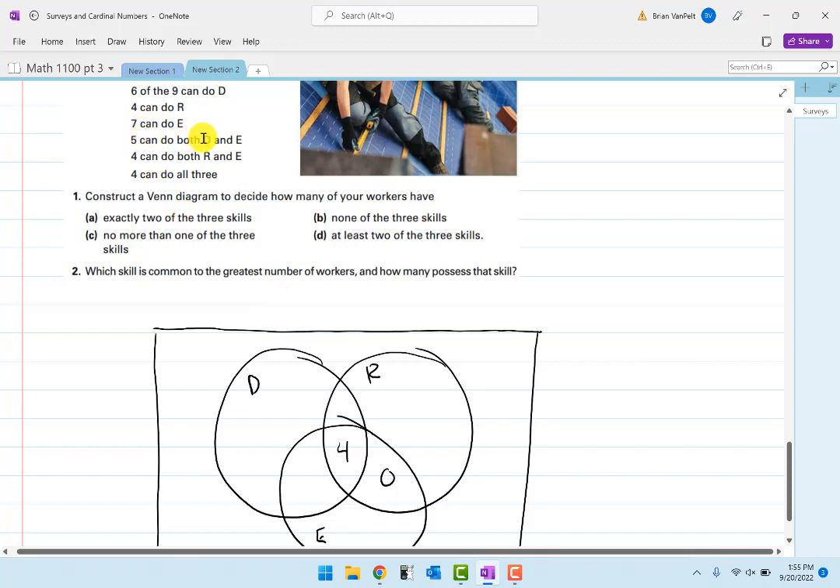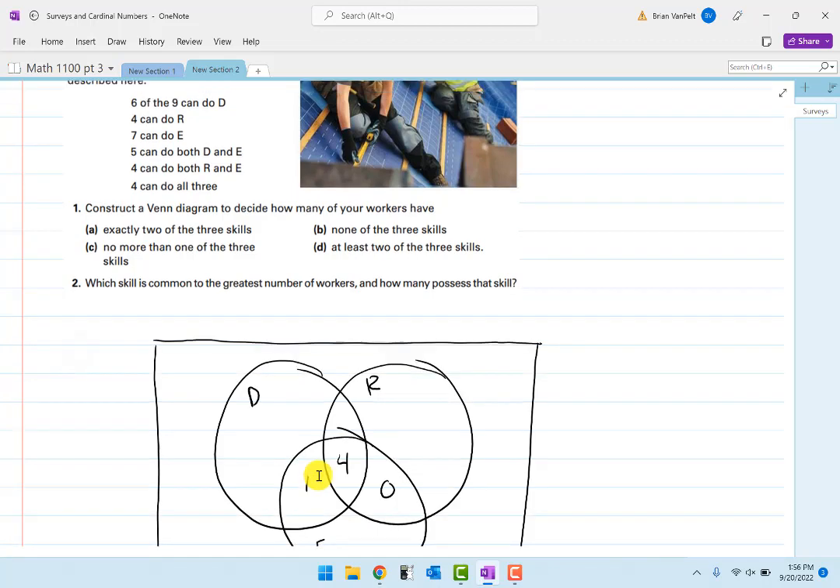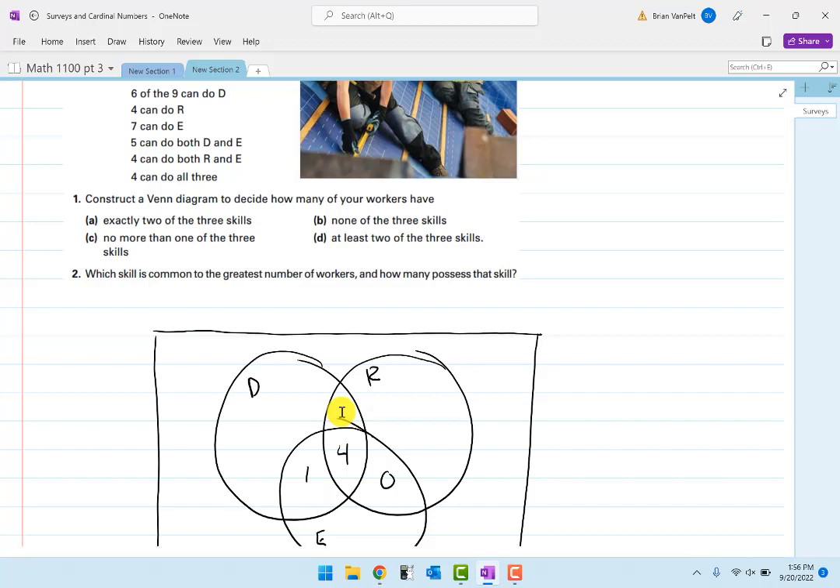5 can do both D and E. So D and E is down here, so this is the spot we're talking about. 4 already accounted for, so I have 1 outside of there. Now, we're kind of stuck here because look, 6 of the 9 can do D. That would be great. I'll have a 6 here, but the only problem with it is I have that little space right there. I don't have any knowledge of how many people can do D and R.